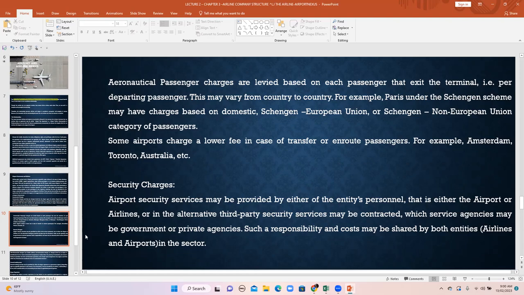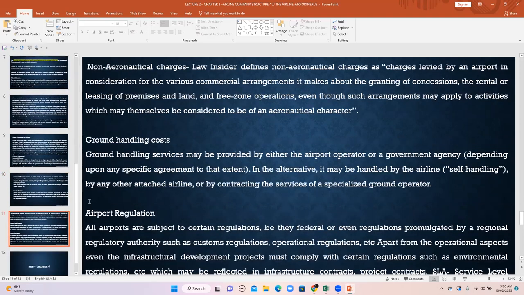Next is security charges. Airport security services may be provided by the personnel of either entity, that is, either the airport or the airlines, or in the alternative, third-party security services may be contracted, like a services agency, or maybe government or private agencies. Such responsibility and cost may be shared by both entities, airlines and airports, in the sector. So, for example, you have this Black Cat or whatever. There are different types of security agencies available. So the airports might contract the services of these security agents.